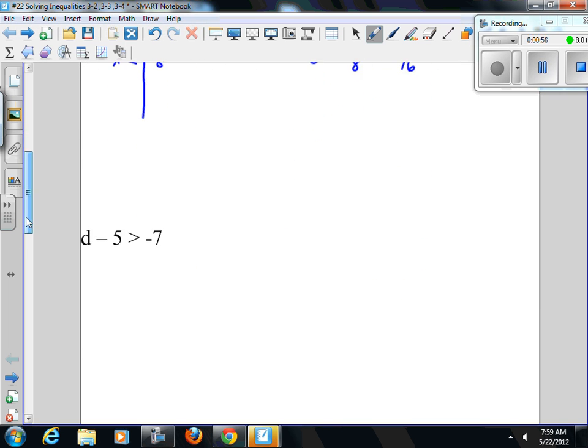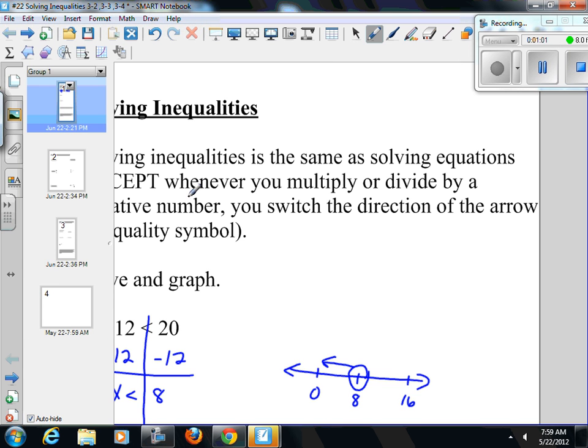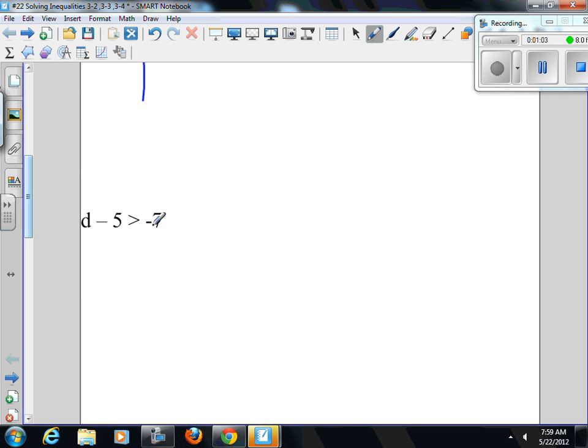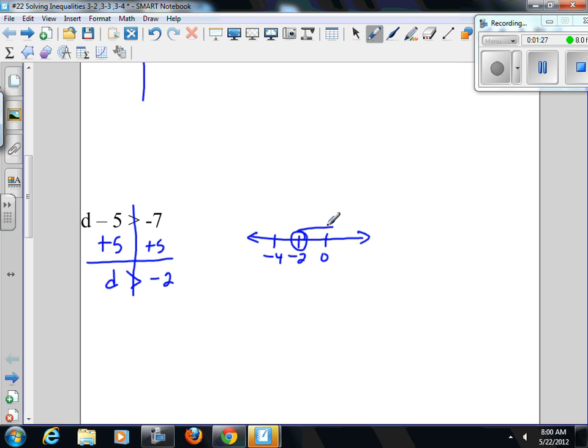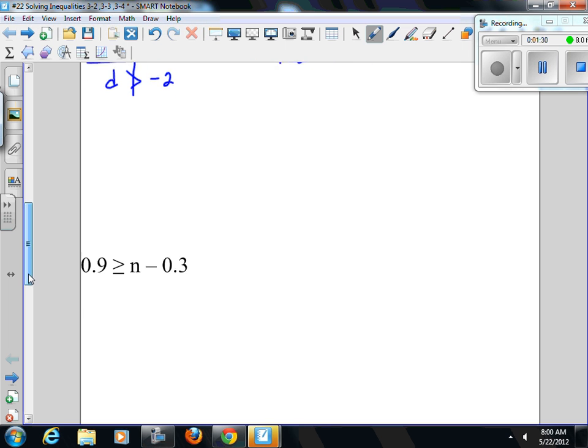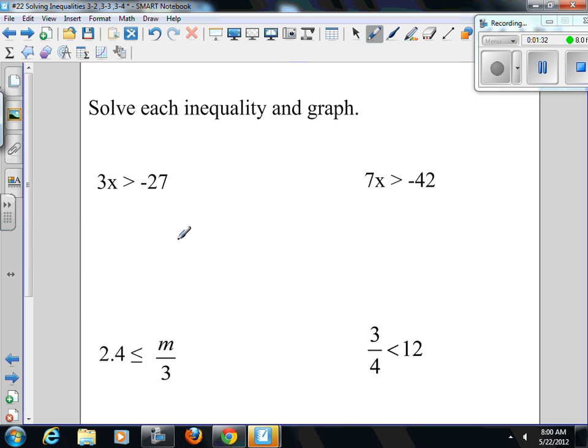Okay, so now let's do the next one. I want to get D alone in this next one. Draw a line down through, so we add 5 to each side. So we have D is greater than negative 2. Go ahead and make your graph. Here's 0, here's negative 2, negative 4. Open dot on negative 2 and an arrow going to the right. You get the idea. Now this next one.